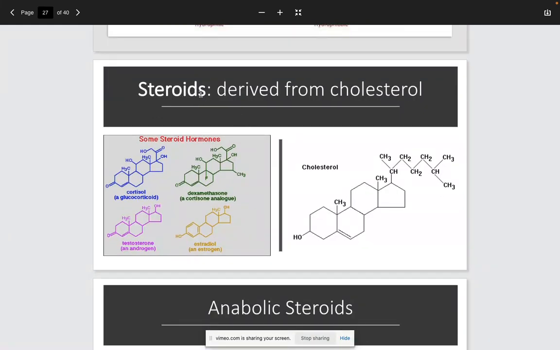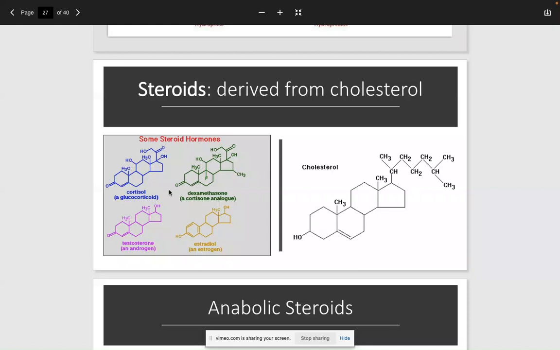It's important to know that steroids are derived from cholesterol. Cholesterol is an example of a lipid. And if you remember on the previous slide, I said that steroids were four hydrocarbon rings. There's 1, 2, 3, 4. Okay, so four hydrocarbon rings. These are examples of steroids.